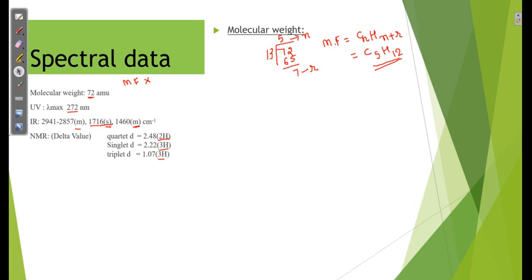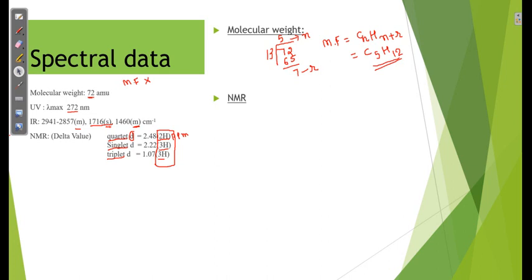Suppose we move ahead, we have NMR. Based on NMR, whatever is given to us, 2H, 3H, 3H, is the number of hydrogens with the respective signal: quartet, then singlet, then triplet. Here the delta value is written, and the delta value's unit is ppm. It is not mentioned here, but the unit is ppm.